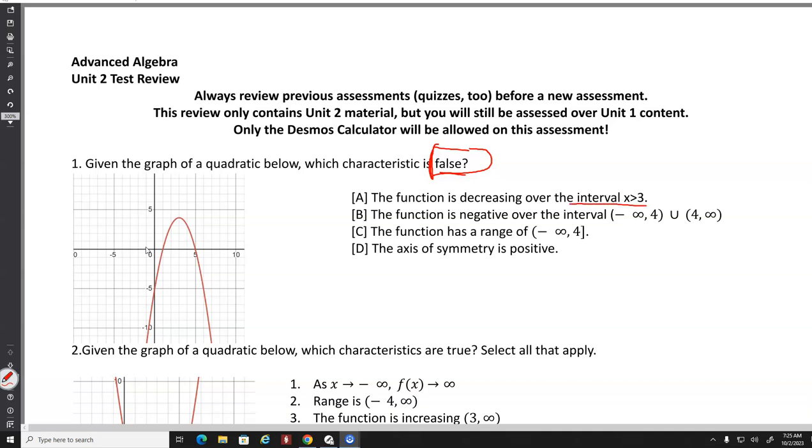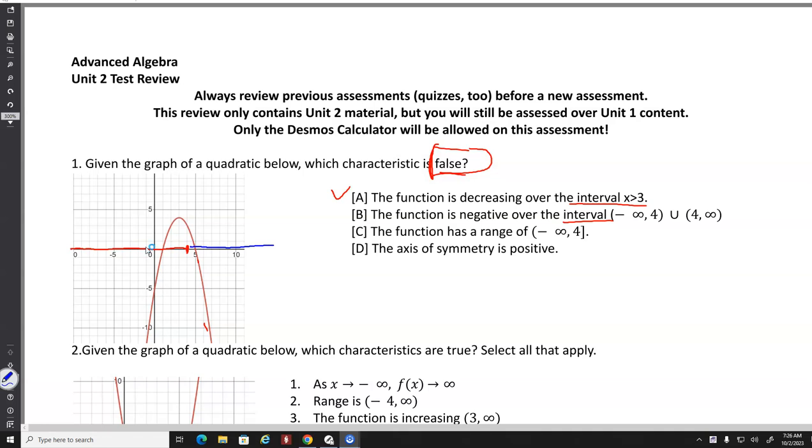So again, interval of x is greater than 3 talks about the x-axis. So 3, it's right here. Anything greater than 3, it's saying that the function is decreasing. This is a true statement. The function is negative over the interval of negative infinity to 4, and then 4 to infinity. Again, when we talk about interval, we talk about the x-axis right here. So it's going to be negative infinity to 4, and then from 4 to positive infinity.